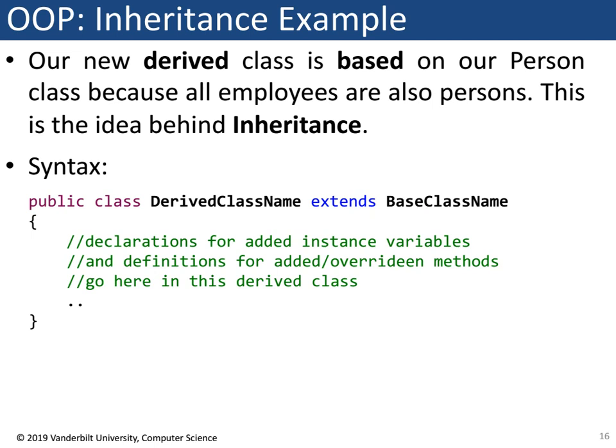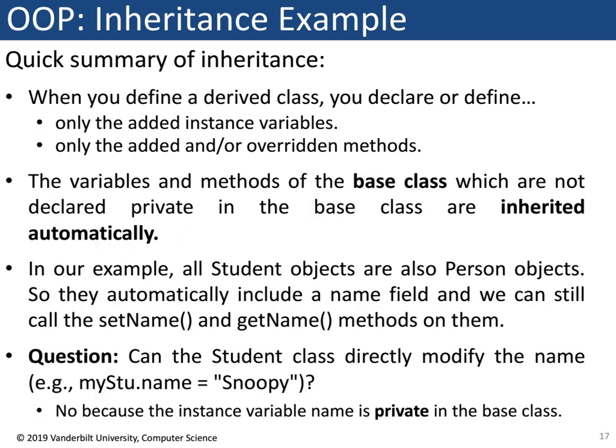Or perhaps if we were going to be programming the employee class, we would do public class Employee extends Person. So let's run through a quick summary to reinforce what we've said. When you define a derived class, which is a class which is going to inherit information from a more general class, you can define the added instance variables, and/or the added or overridden methods.